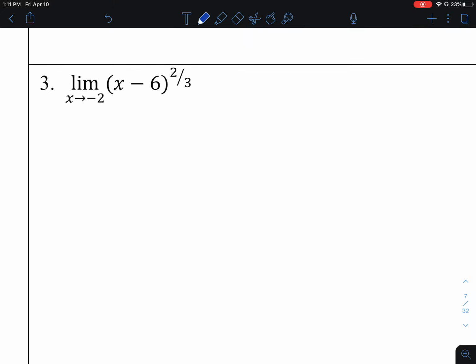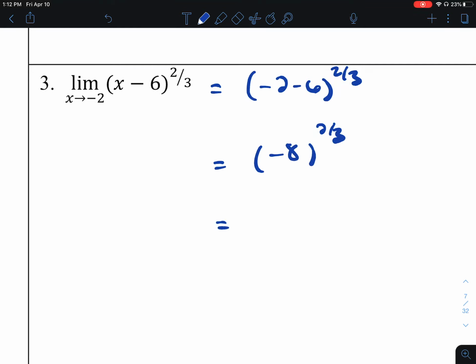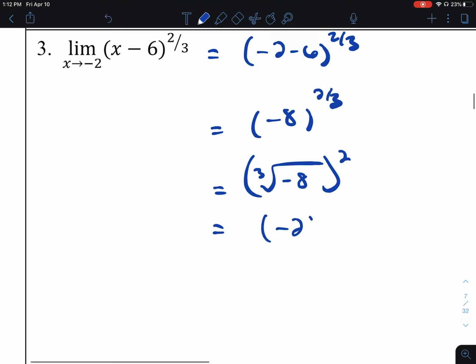Number 3, direct substitution works yet again. We're going to have negative 2 minus 6 to the 2/3. That's negative 8 to the 2/3. Just to remind you what negative 8 to the 2/3 means, it means the cubed root of negative 8, and then you square it. Cubed root of negative 8 is negative 2. If you square that, you're going to get 4.